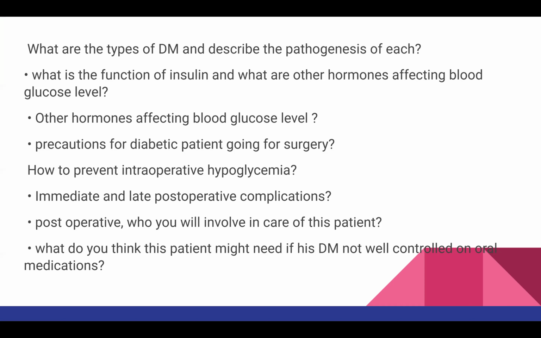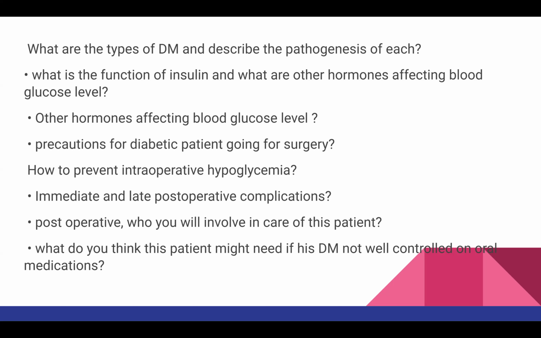So what are the types of diabetes mellitus and briefly describe their pathogenesis? The two types are type 1 and type 2. Type 1 is less common, seen in 5% of cases, and type 2 is more common, seen in 80 to 90% of cases. Type 1 is due to absolute deficiency of insulin secretion due to destruction of the pancreatic beta cells, autoimmune destruction. So there is an absolute deficiency of insulin.